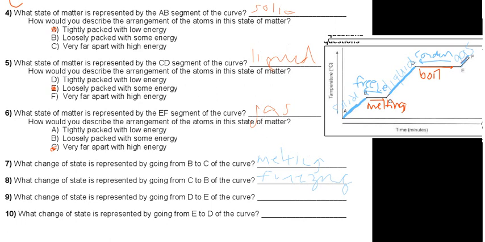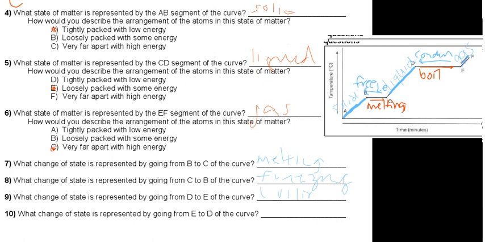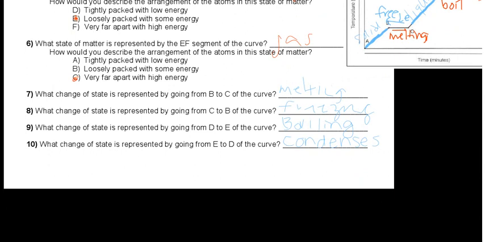Number 9 says, what change of state is represented going from D to E? Well, that is boiling. And then what change of state is going from E to D? Well, that's whenever a gas condenses. And that's it for this worksheet.